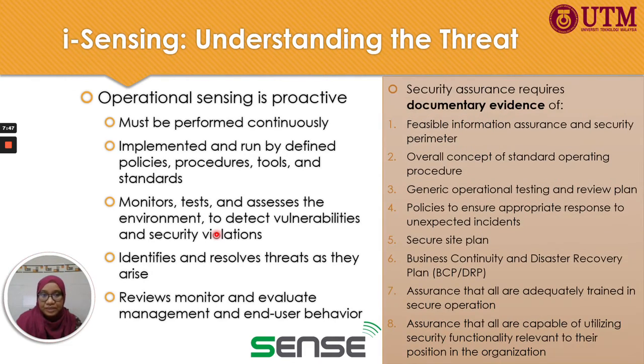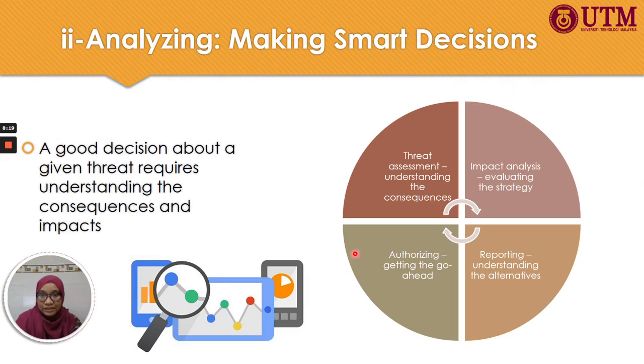Okay, so the security assurance objective requires documentary evidence of feasible information assurance and security perimeter, and overall it is the concept of SOP procedure. It also involves the generic operational testing and review plan, until it comes with the BCP and the RP, and assurance that all are capable of utilizing the security functions relevant for their function and position in the organization.